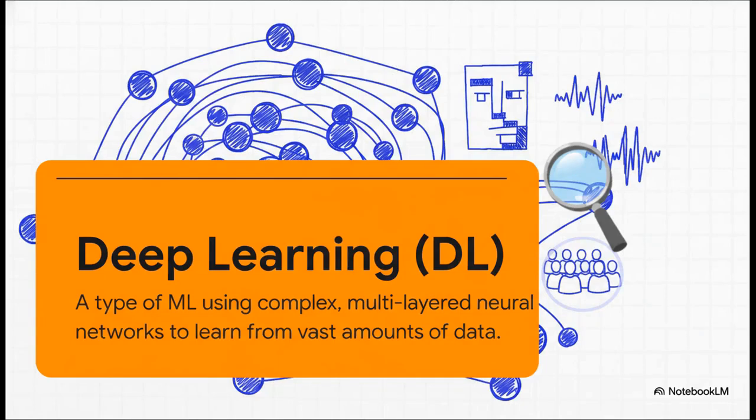This is where things get really wild. Deep learning uses these complex structures called neural networks, which are actually inspired by the human brain. The deep part just means there are many, many layers in these networks. By feeding massive amounts of data through all these layers, it can learn incredibly complex patterns. We're talking about the tech that lets a self-driving car tell the difference between a person and a fire hydrant, or what lets you unlock your phone with your face.